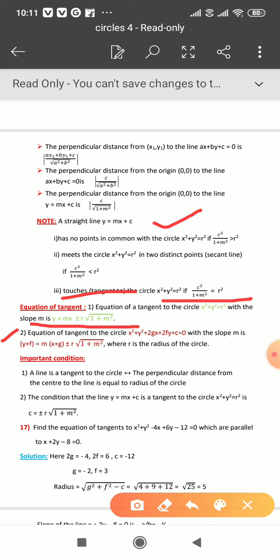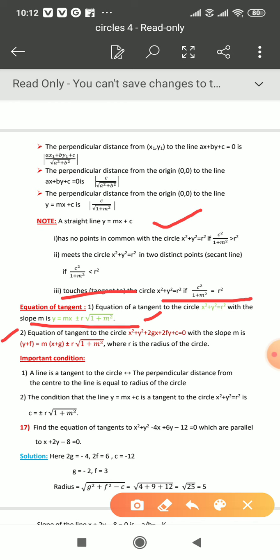If we substitute in the first concept, in this concept, what is the center? Center is 0 0. So minus g, minus f is 0 0. Put g is equal to 0, f is equal to 0 in this equation. We have the first point. Here f is equal to 0. So y is equal to m into x plus g, which is 0. So mx plus or minus r root of 1 plus m square. This is the first point. So if we remember the second point, we reduce it to the first point, y is equal to mx plus or minus r root of 1 plus m square.